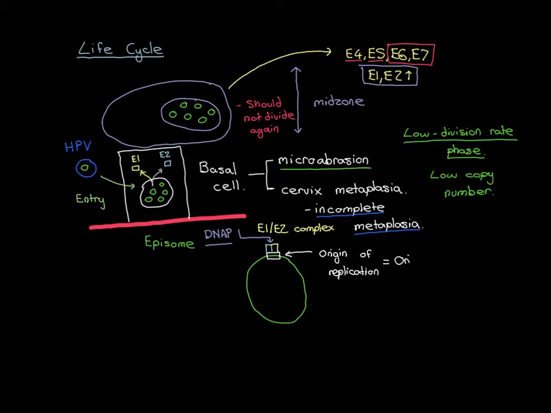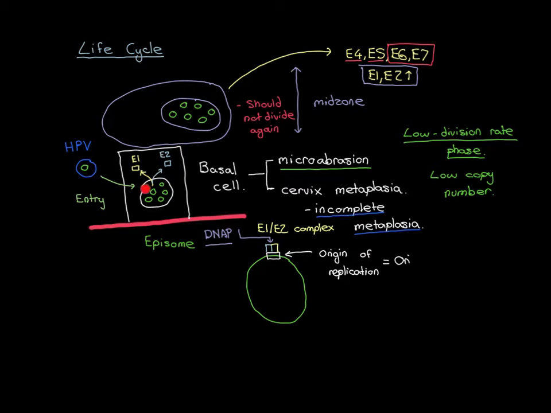Now, this daughter cell that has moved up to the mid-zone, this is now beginning the differentiation process, and that would mean that it would not normally divide again. It would normally just undergo a differentiation process and gradually move up the layers and then be shed. However, that's no use for the virus. That would mean it would not be able to copy its genome any further, so this is the maximum number of virus particles that would be produced from this daughter cell.